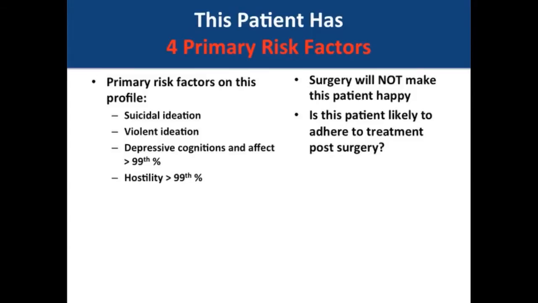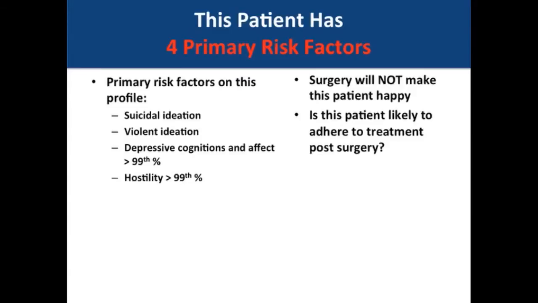Now, those are somewhat different than suicidal ideation and violent ideation, in that in addition to suicide, the patient was reporting depressive cognitions and affect above the 99th percentile, and also not just violent thoughts, but characterological chronic hostility above the 99th percentile. And hostility in this case is composed of items that involve cynical thoughts about others, difficulty with anger management, and aggressive behaviors. So all 4 of these risk factors are a concern.